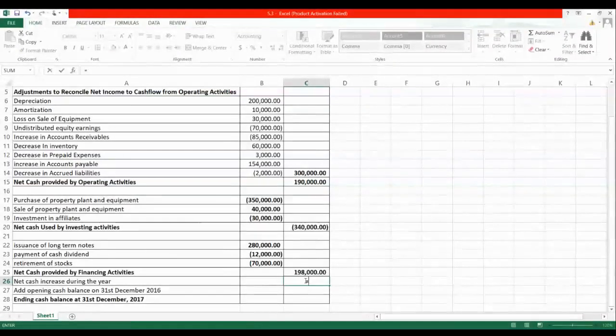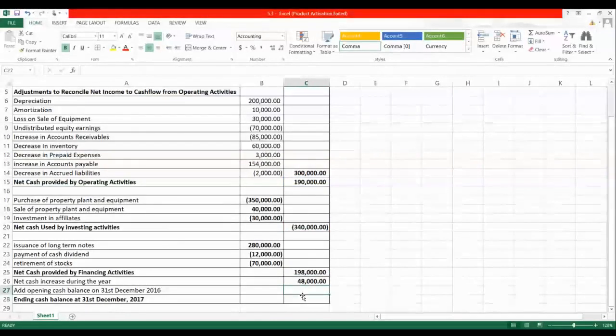Let's find out what is the net increase or decrease of cash during the year. According to our initial investigation, which we did by taking the difference between our opening cash balance and the ending cash balance, we find out that there should be an increase of 48,000. So sorry, I'm just going to put the formula here. Cash flow from operating activity plus cash flow from investing activity plus cash flow from financing activity, and here you go, it's 48,000.